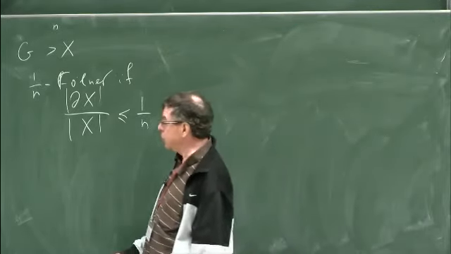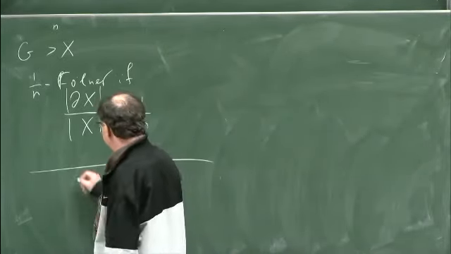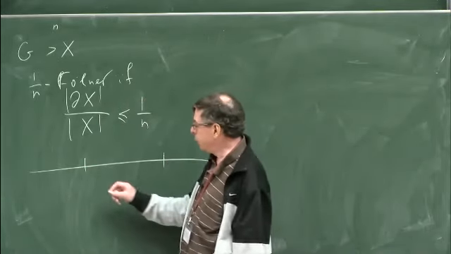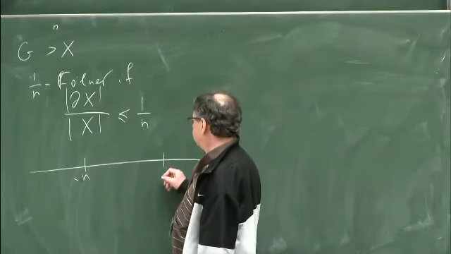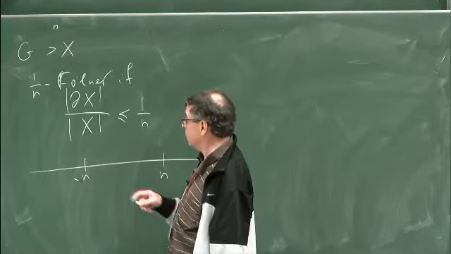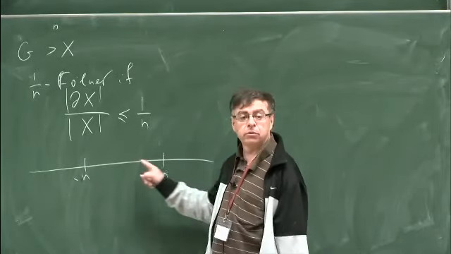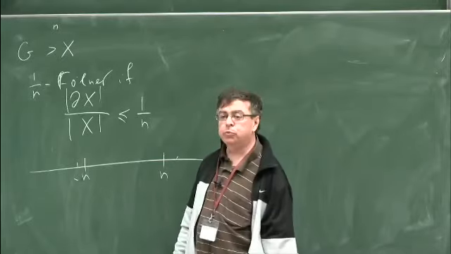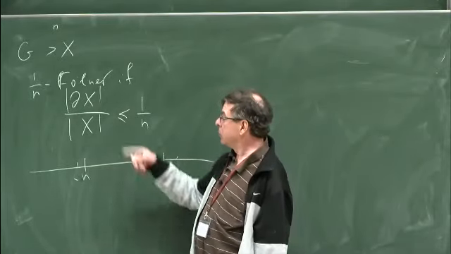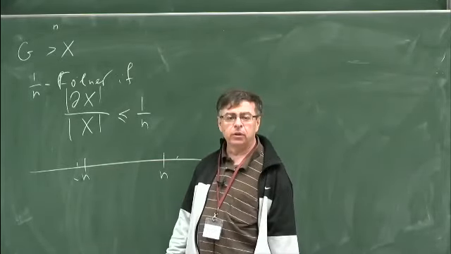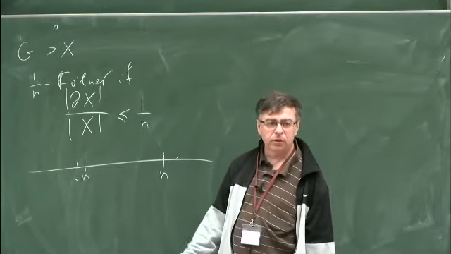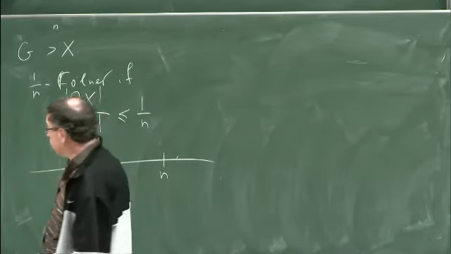For example, Z is amenable, right? The Cayley graph of Z is just a line. If you take the subset from minus n to n, the boundary consists of 2 points, right? So this point and this point is the boundary. So the quotient is 2 over 2n plus 1. So this is a 1 over n Følner set.